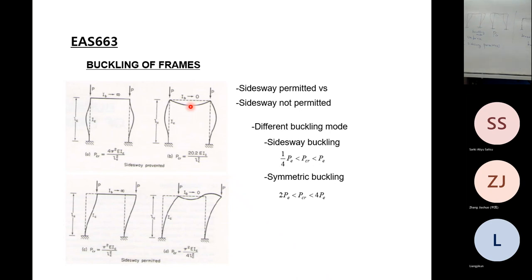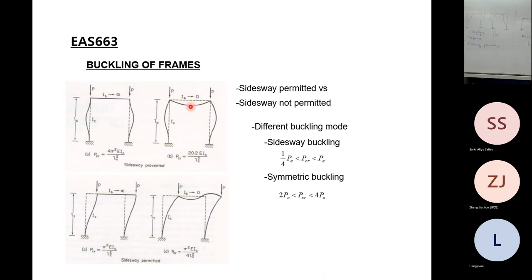So in this case, this column is approaching the behavior of a fixed pin column. For a fixed pin column, the effective length is about 0.7L. So the critical load is pi square EI over (0.7L) square. And if you write it in terms of Euler load, it is approximately equal to 2 times the Euler load.